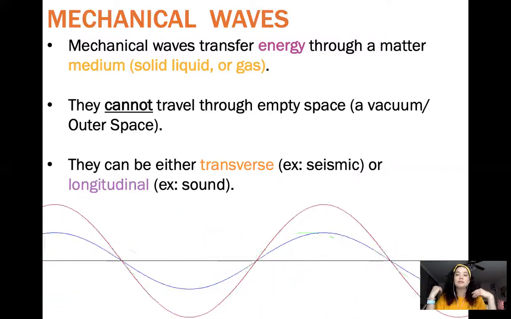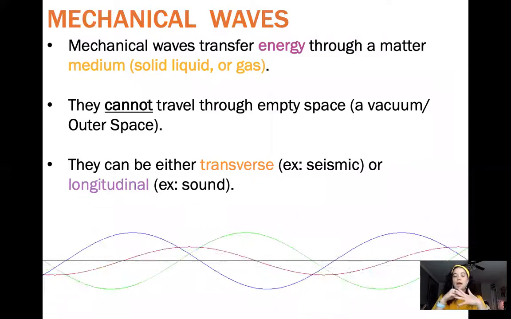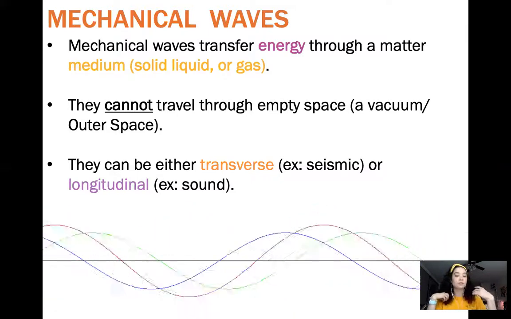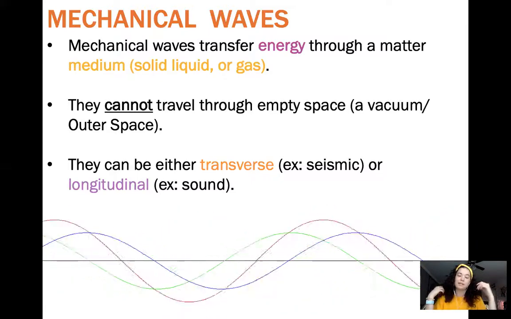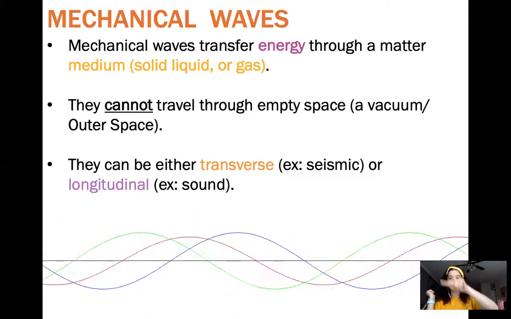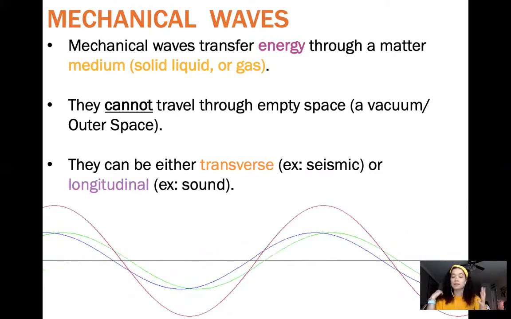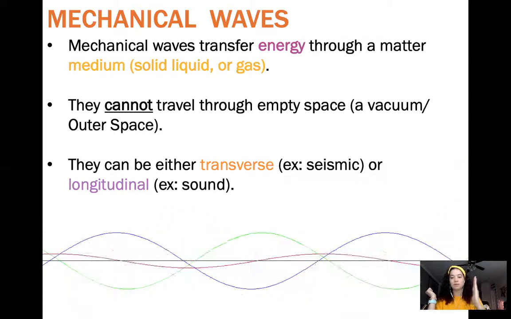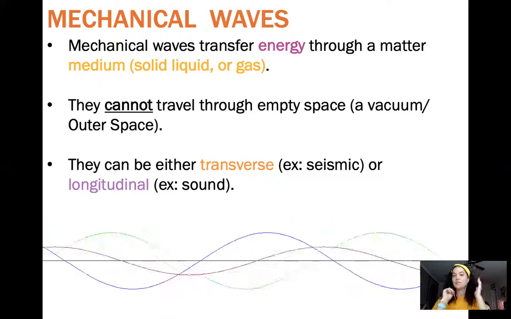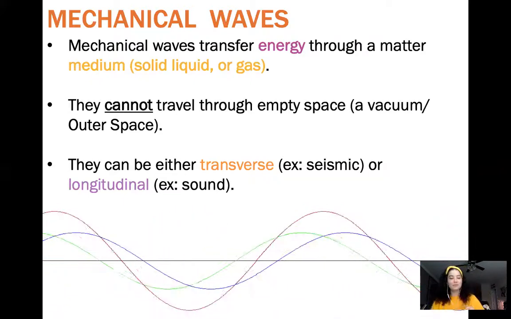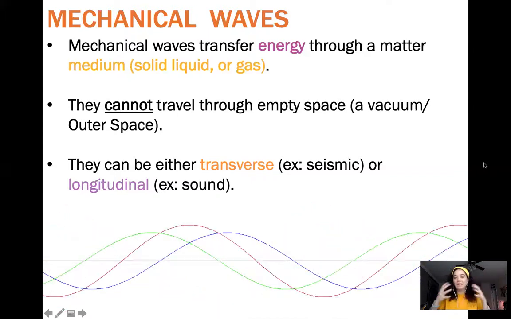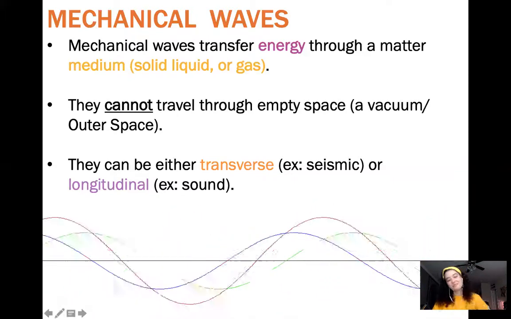So these mechanical waves cannot travel through outer space, and they can be either transverse or longitudinal. An example of a transverse wave is a seismic wave, so an earthquake. And remember, that's the one that looks more like this. An example of a longitudinal wave is sound, which is like this one, if that makes sense. And because these waves need a medium, that's why there's that saying, you scream in space, no one can hear you, because the sound literally cannot travel through a vacuum. Kind of cool.